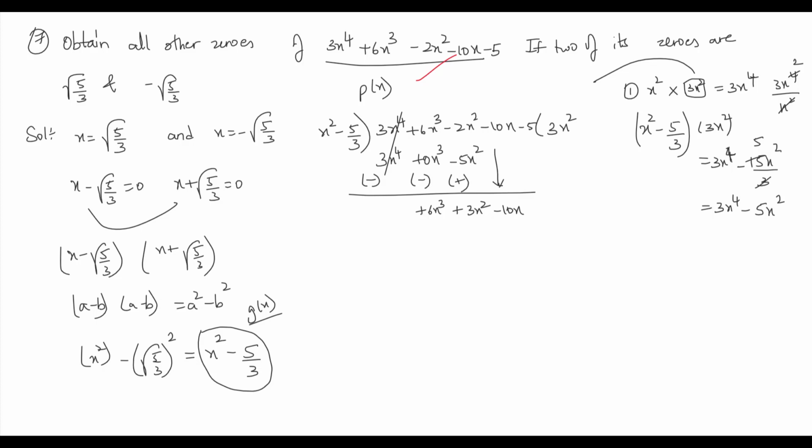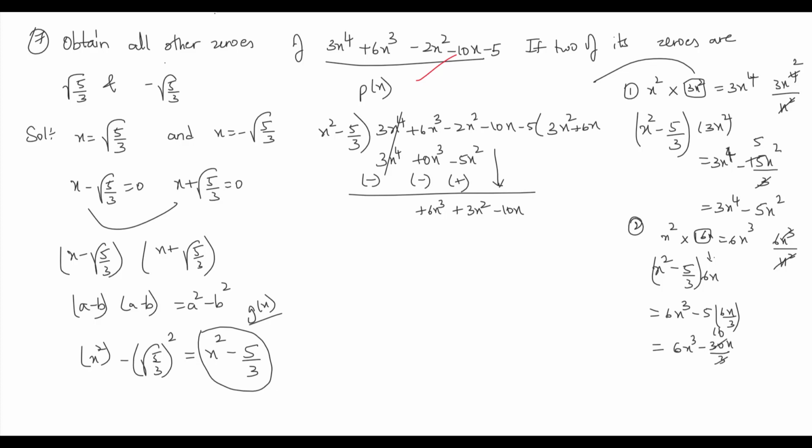This gets done, that is minus 10x. So what should be multiplied to x square so that you will get 6x cube? Divide 6x cube by x square, you will get 6x. Take that 6x and place it in the quotient part. Take the whole g(x), that is the divisor, and multiply it by 6x. We will get 6x cube minus 5 into 6x by 3. Hence you will get 6x cube minus 30x by 3, so that will give us 10x.